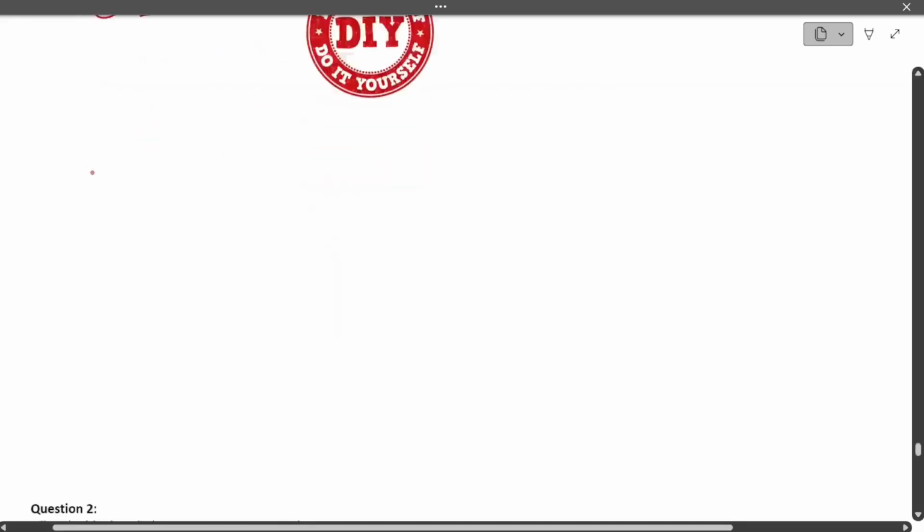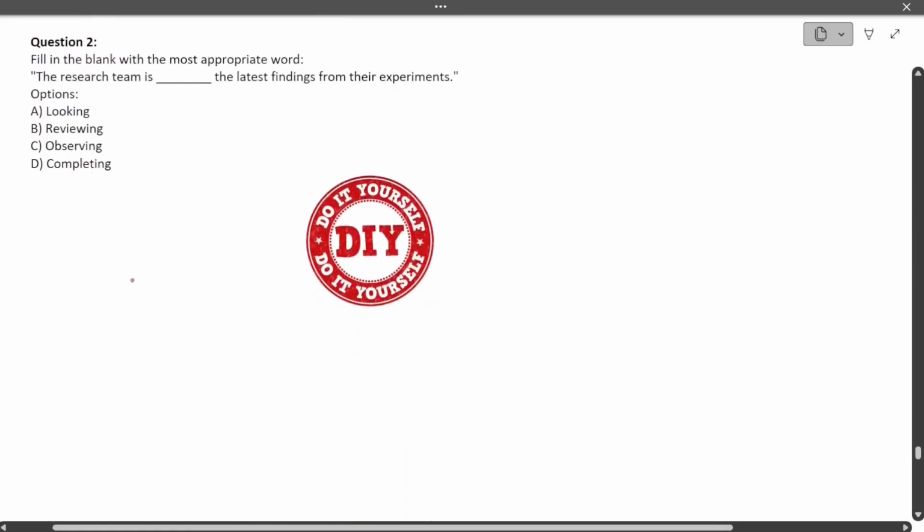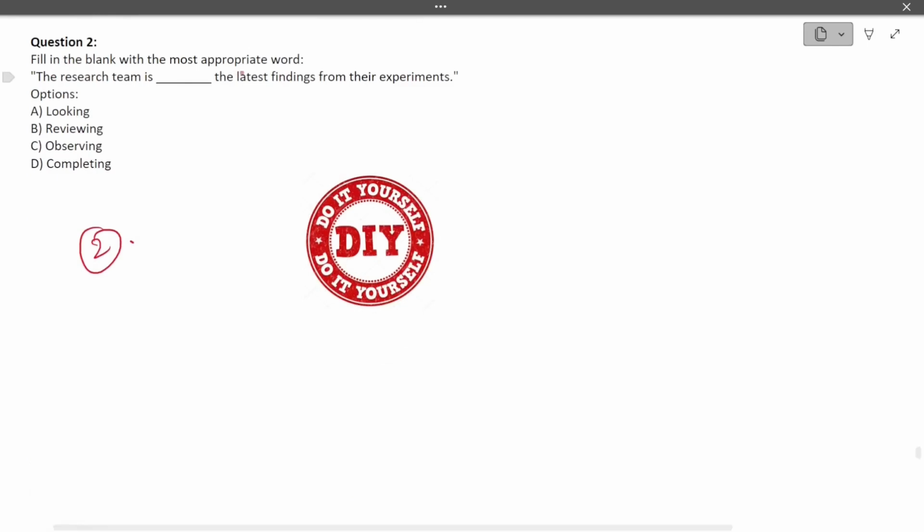Okay. Now let's move on to the second DIY question. This is DIY question number 2. The question is: fill in the blank with the most appropriate word. And the sentence is: the research team is dash the latest findings from their experiments. The options that we have are looking, reviewing, observing, and completing.